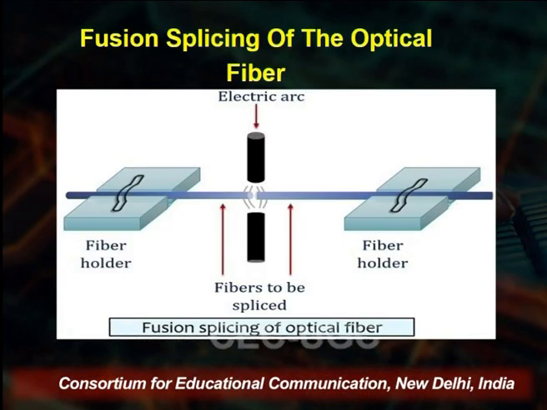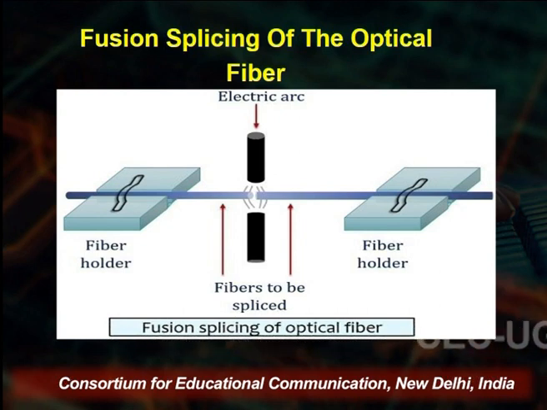So you see on the screen that this is one type of the fusion splicing of the optical wire. You see, on both sides we have the fiber holder, and in between there is a fiber to be spliced. When the two fibers are spliced, an electric arc is given to the end of the fiber where it will be connected.